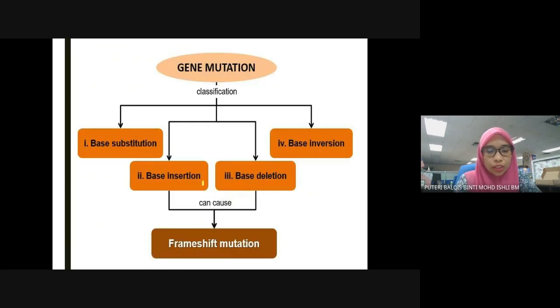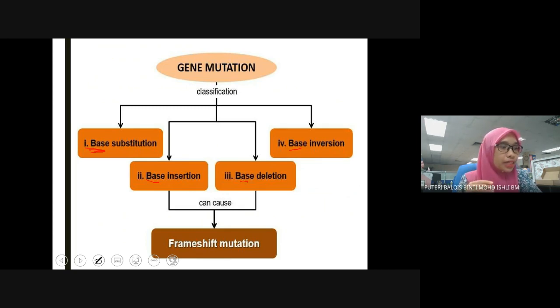Okay, so gene mutation, kita boleh classify into 4. We have base substitution, base insertion, base deletion, base inversion. So in gene mutation, awak kena tulis base ni. Wajib tulis base. Tak tulis perkataan base salah. Okay, I repeat. Untuk gene mutation, wajib tulis perkataan base. Kalau awak tulis substitution saja, tak tulis base, salah. Okay, base substitution, base insertion, base deletion, base inversion.